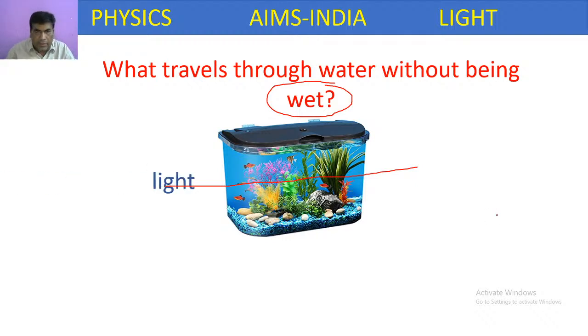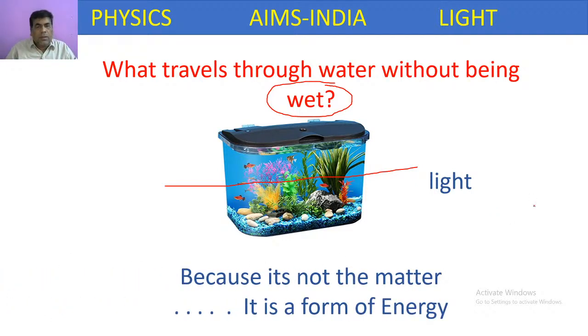So the answer is very simple. It's light. Here, light is a form of energy. So it's not matter, it is a form of energy. So it can pass through the water without being wet.